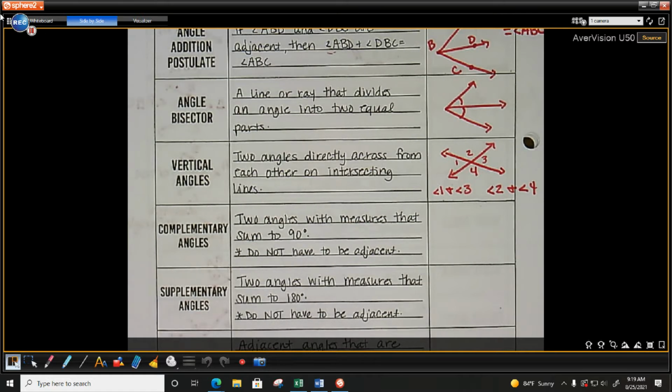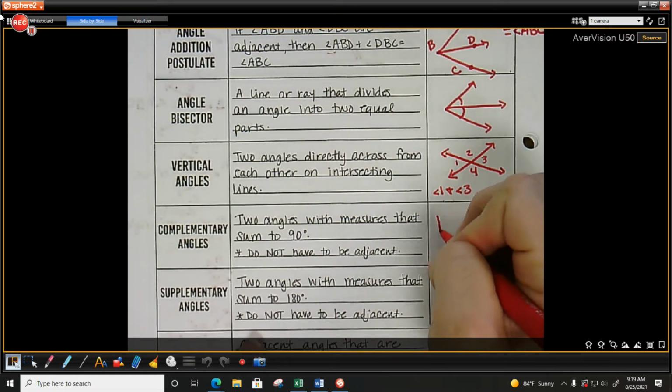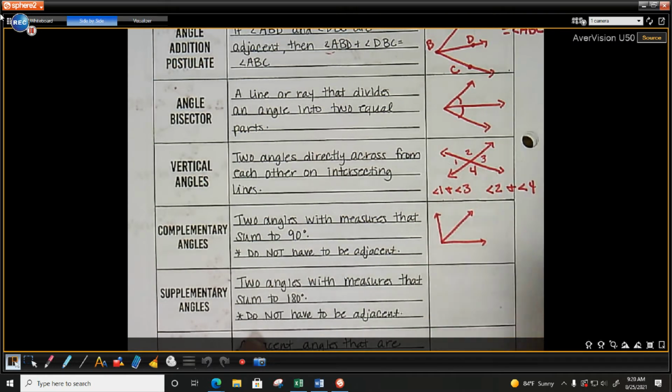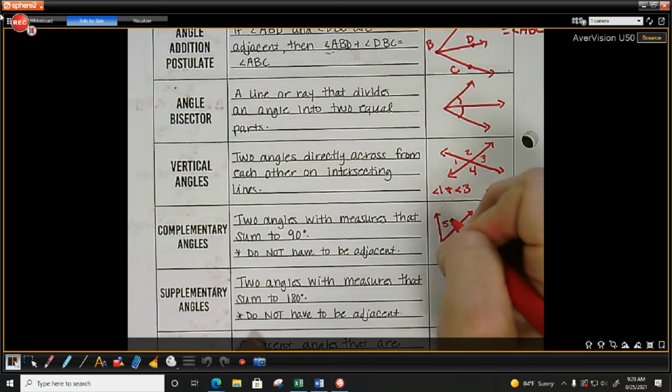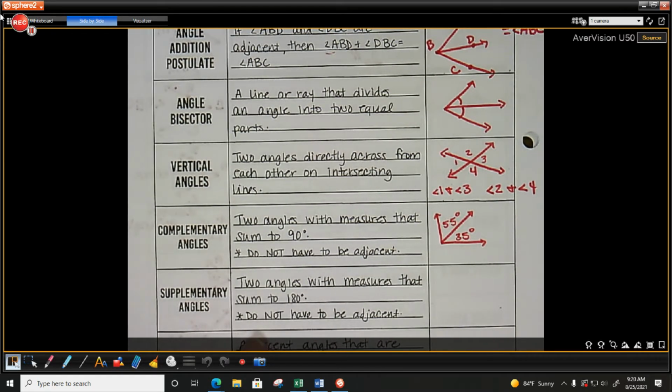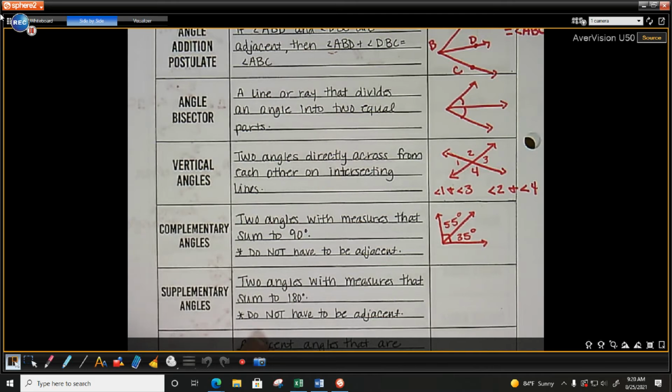Complementary angles. You had this on your maze from last class. Okay? Complementary angles are two angles with measures that sum to 90 degrees. They do not always have to be adjacent. But if I have an angle like this that's broken up into two angles, this is 55 degrees and this is 35 degrees. The two angles together sum is what? 90. And you can draw the little box in the corner to show a 90-degree angle. So those are complementary. Okay?